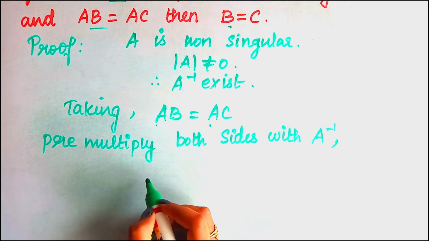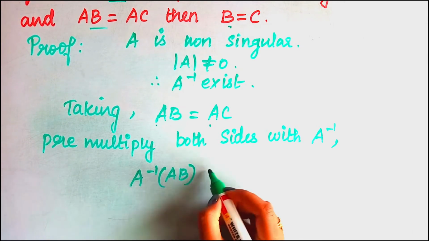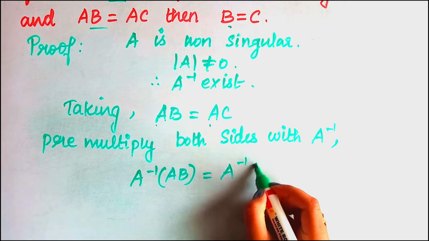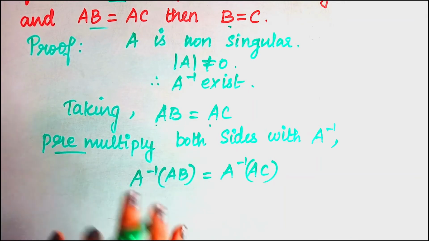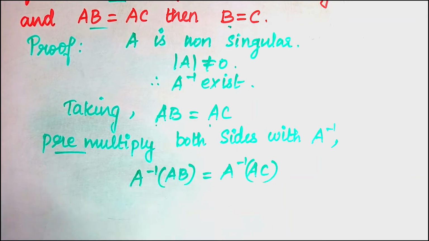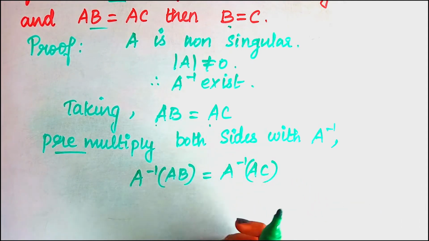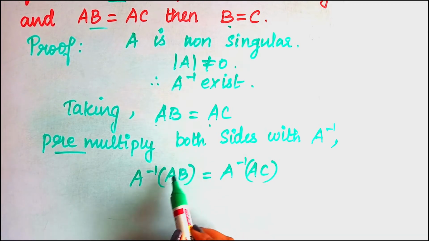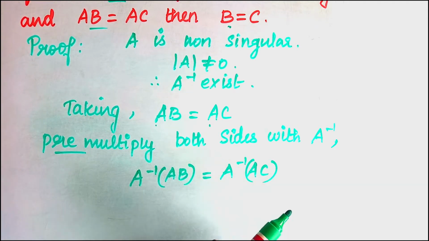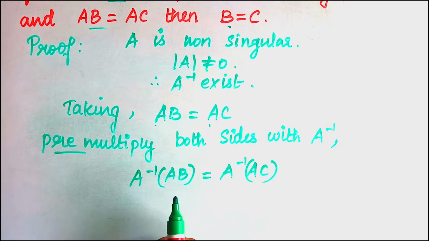Now let's multiply by A inverse, so that we'll get A inverse into AB and then A inverse into AC. So why are we saying pre-multiply? Because we are multiplying A inverse before the values, right? Before AB it's A inverse, and before AC it's A inverse. If we multiply A inverse after the value, we have to say post-multiply. So this is the difference between pre-multiplying and post-multiplying. Here we are doing pre-multiplying.